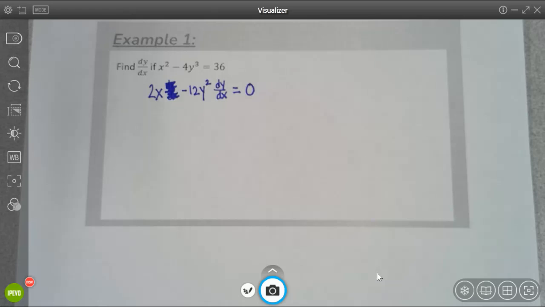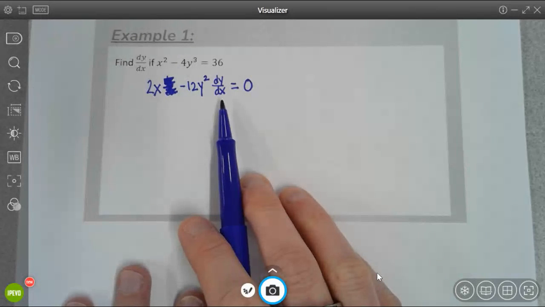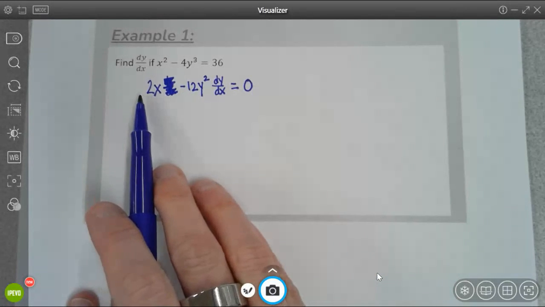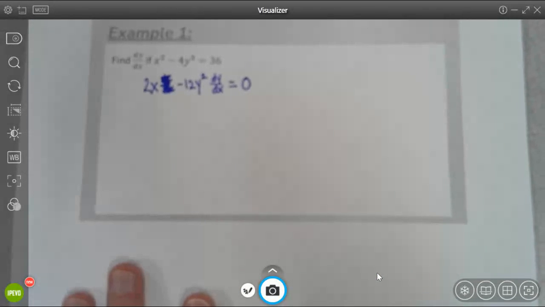And then our next step is to solve the resulting equation for y prime or dy dx, which just means you want to get the dy dx all by itself. So you're going to use your basic algebraic techniques to rearrange your equation. So I would start by subtracting 2x from both sides to isolate the dy dx term.